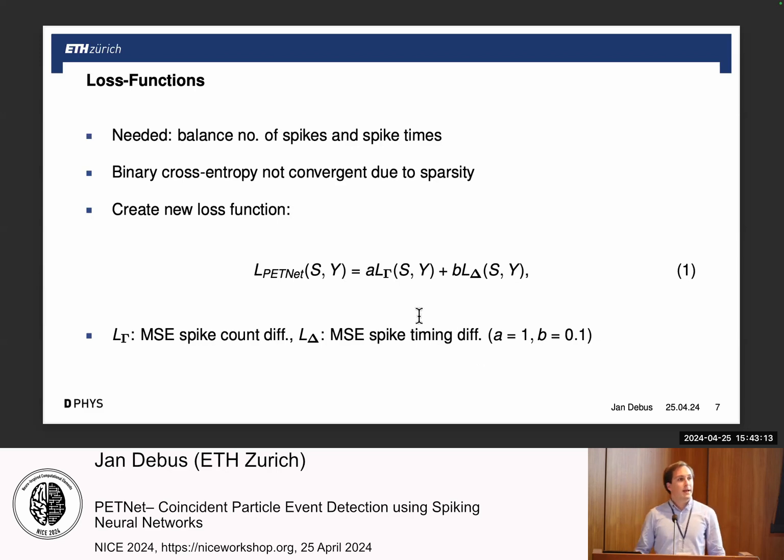This loss function, in this case, is just a linear combination of two separate things. One is the mean square error of the number of spikes we have per crystal, to just make sure that in each crystal, in each output neuron, we have the exact number of spikes we want to have. And then the second part is the mean square error of the timing difference between predicted and incoming coincidence hits that we have. We weighted these at a factor of 10 to 1 and then applied that.